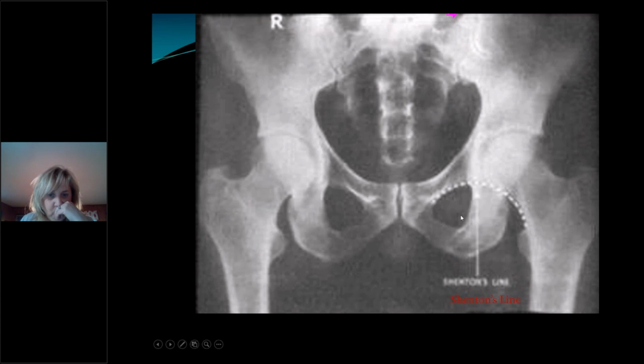Shenton's line is this imaginary line that goes from the inferior pubic rami, and it comes up and around. And we should see that nice soft arc all the way up. And again, Shenton's line can be affected by arthritis, and it can be affected by fracture. It can be affected by positioning. It's not an absolute. It's just another tool.